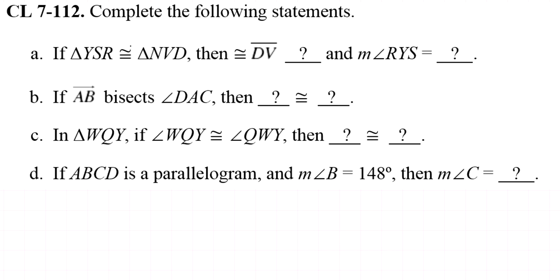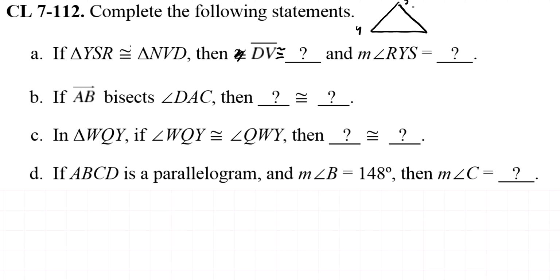All right, 7.1.12. Complete the following statements. If triangle YSR is congruent to triangle NVD, then segment DV is congruent to something. They have that written incorrectly. So sometimes what I do to help me do this problem is I just make a little sketch.